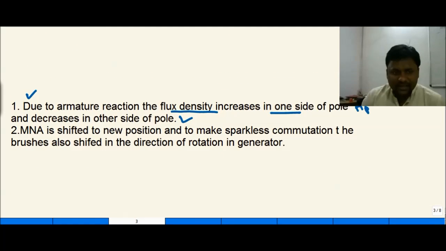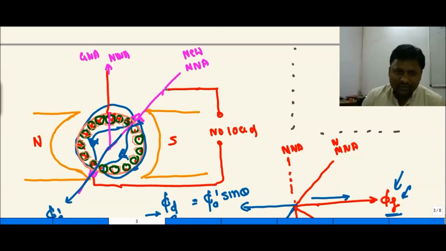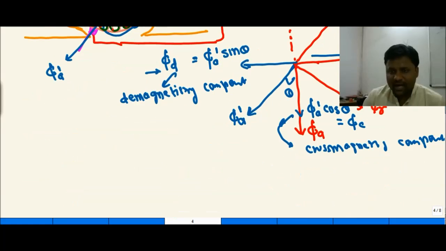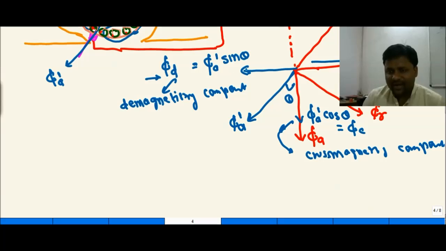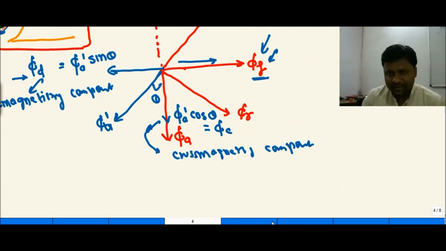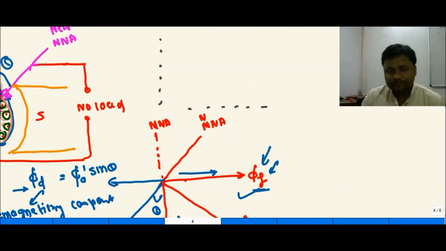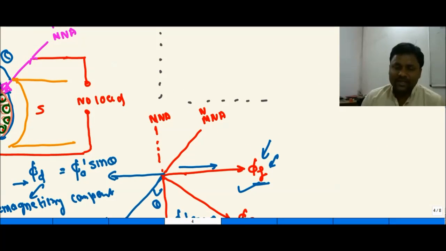And second, we have seen that the MNA is shifted to a new position, and to make a sparkless commutation, the brushes are also shifted in the direction of rotation of the generator. This we have already learned. This is our new shifting of MNA. And due to this, we have two components of armature flux, phi A dash sin theta and phi A dash cos theta, which always try to distort the field flux, making the overall flux distorted. So we have learned that there are two things.